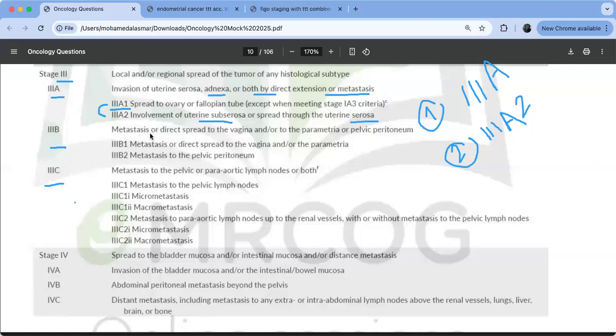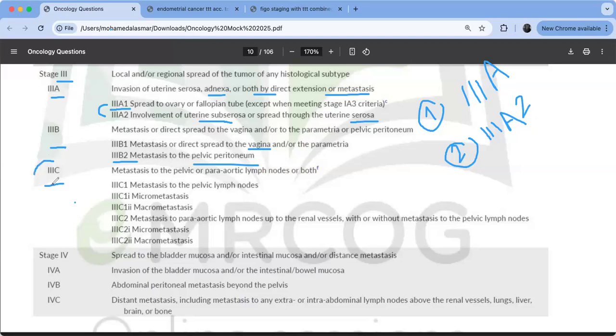3B, what is 3B? 3B is metastasis or direct spread to the vagina. If it is to the vagina and/or the parametria, it is 3B1. 3B2 is metastasis to the pelvic peritoneum. So just try to remember, okay? Vaginal spread, upper part of the vagina, lower part of the vagina, it doesn't matter, this is 3B1. Again, it can come in the question as 3B only or be more specific as 3B1. Peritoneal involvement is 3B2.